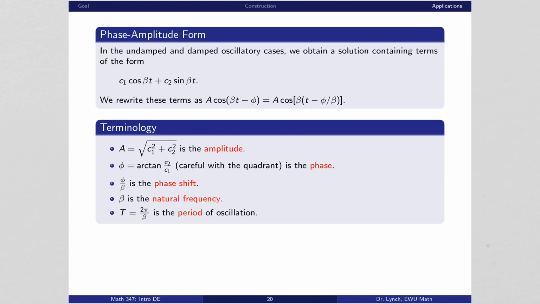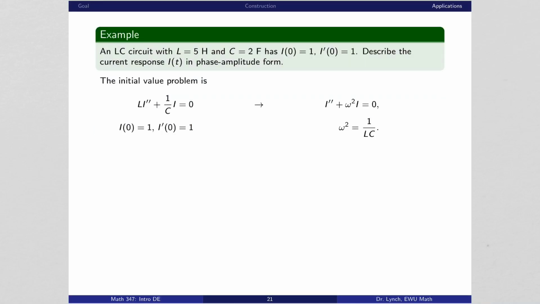So go ahead and have a look at an example, a couple examples actually, using this phase amplitude form. These will both be RLC circuits. So here's an LC circuit. If you have an LC circuit, you can think of the resistance as being 0, an analogy of an undamped system.